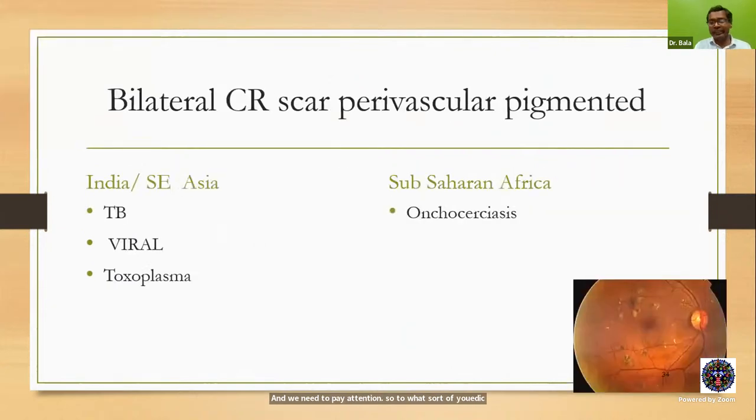So let me give an example. Suppose you have a bilateral chorioretinal scar, perivascular and pigmented, in Southeast Asia and India. Your differentials are most commonly tuberculosis, sometimes toxoplasma or viral. So the configuration of the scar is going to be different in all three. Whereas the same entity, a bilateral chorioretinal scar, perivascular in location, in sub-Saharan Africa, you will most commonly encounter onchocerciasis. You will not entertain tuberculosis there because the geography of the patient is different. So this is a very important point to grasp whenever we reach a clinical diagnosis.